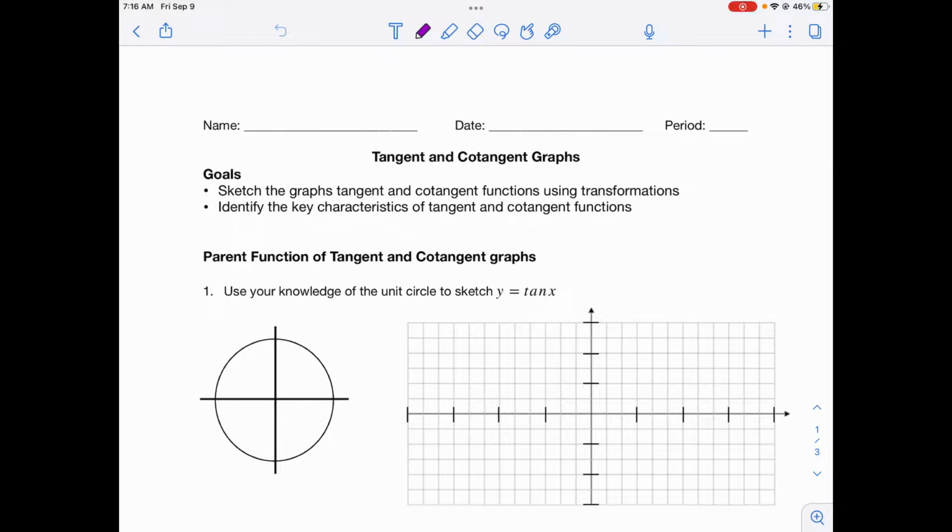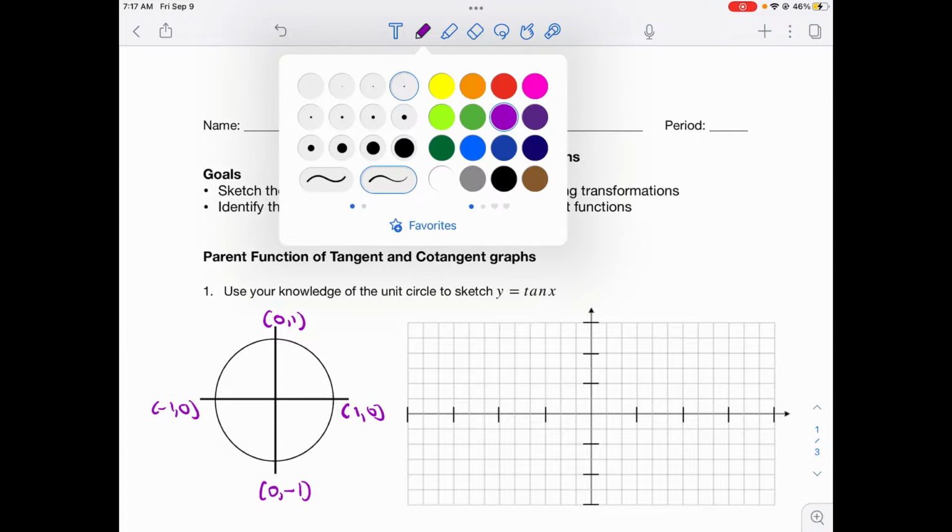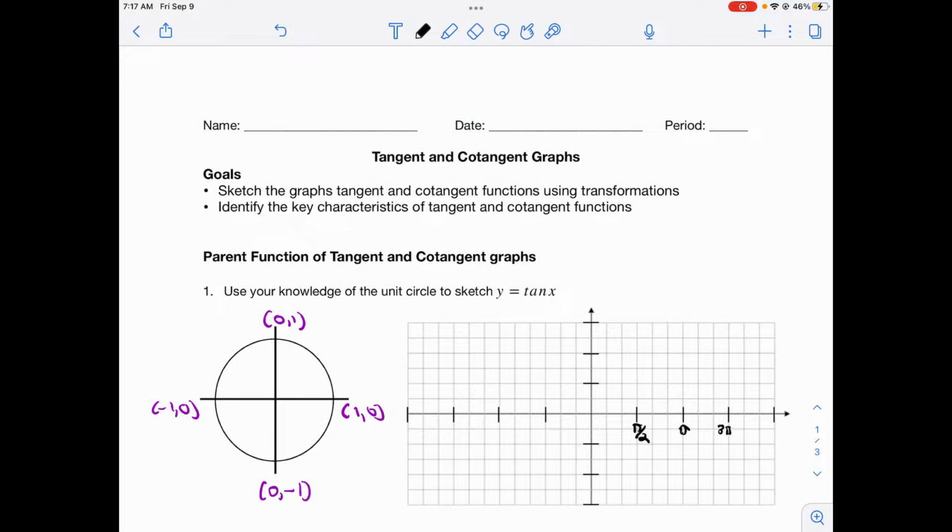Okay, today we're going to look at the last two trigonometric function graphs, the tangent and the cotangent graphs. And we're going to continue using our knowledge of transformations to help us out. So to get started, let's start with our knowledge of the unit circle. I'm going to label my quadrantal angles.